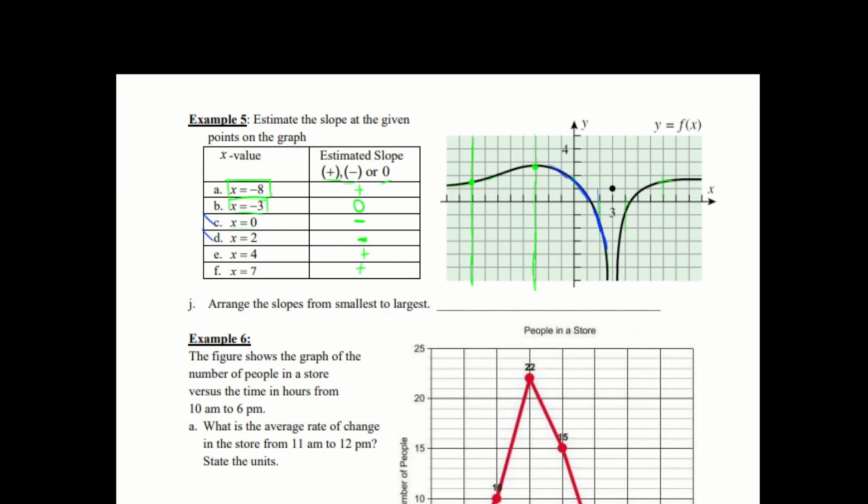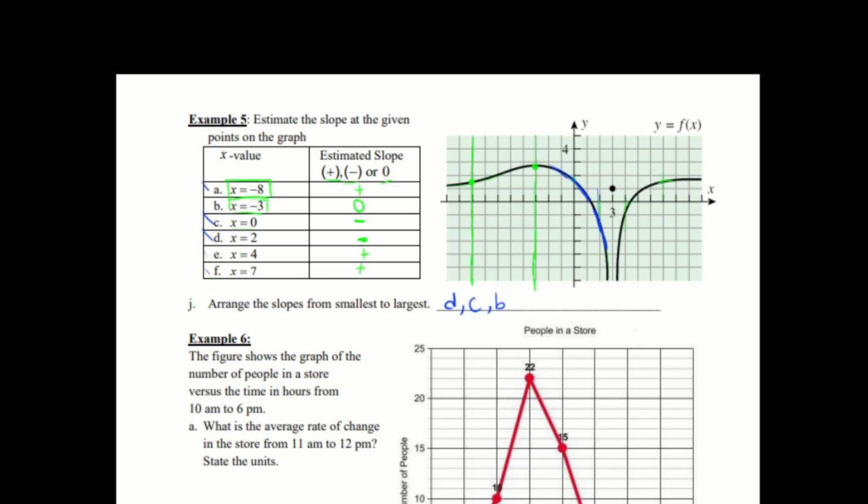And if it's much steeper, that means the slope value will be more negative, right? It will be a larger negative value. So we're going to write D and then C. And then our next value is going to be our 0, because it's between negative and positive. So we automatically know that's there. And then let's look at A, E, and F.